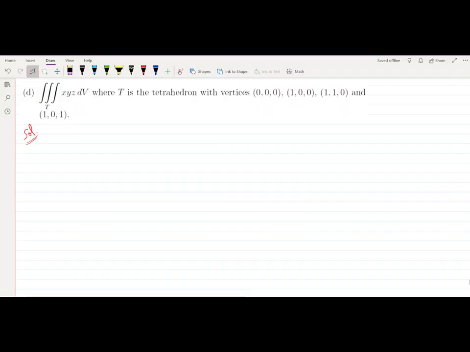Now problem 6, part D, evaluate the triple integral over T of xyz dV, where T is the tetrahedron with vertices (0, 0, 0), (1, 0, 0), (1, 1, 0), and (1, 0, 1). First of all, we have to sketch this surface in the xyz plane.